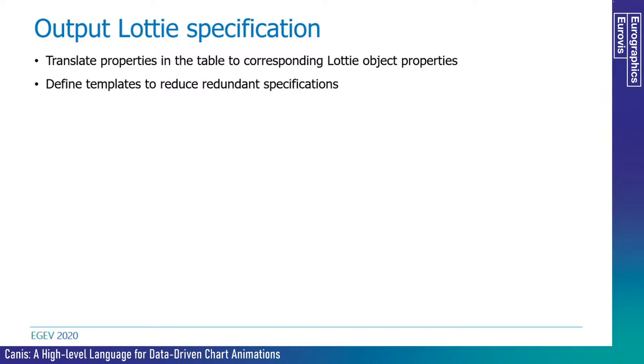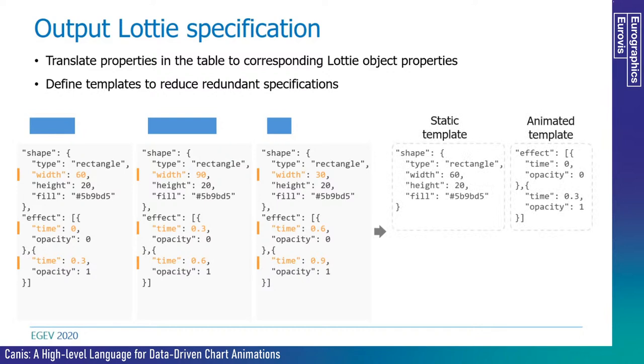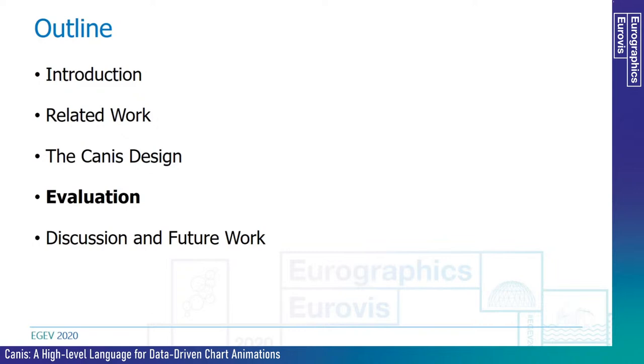As shown in this example, three bars with different widths fit in successfully. They are only different in three properties: width, start, and end time. Thus, we extract a static template and an animated template and represent each bar with this animation by applying scaling and overwriting timing. We then conducted two forms of evaluation.